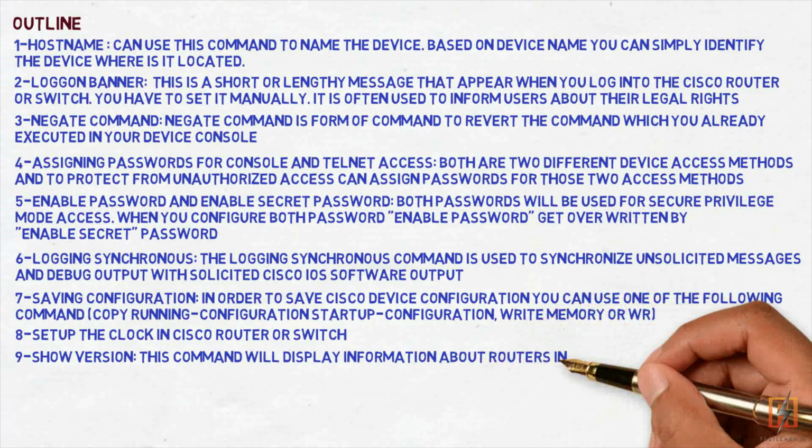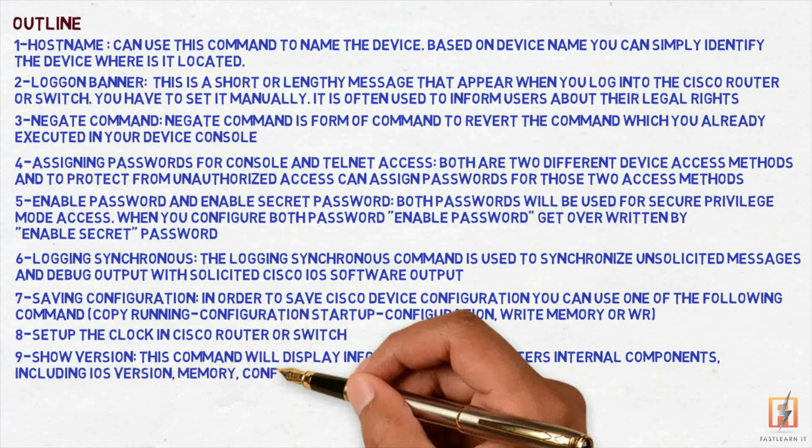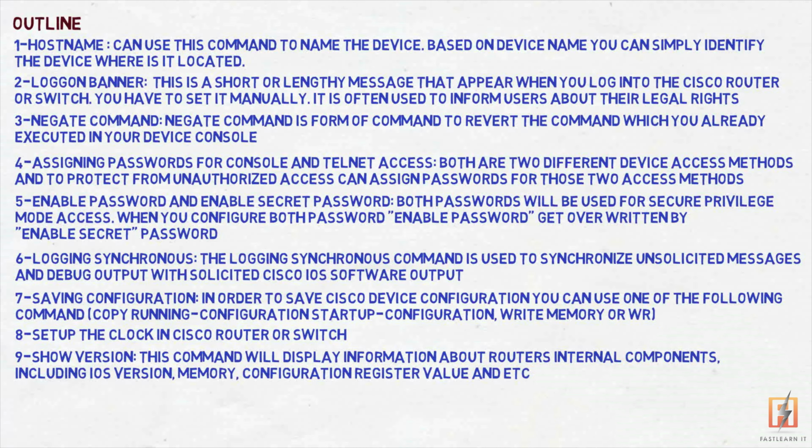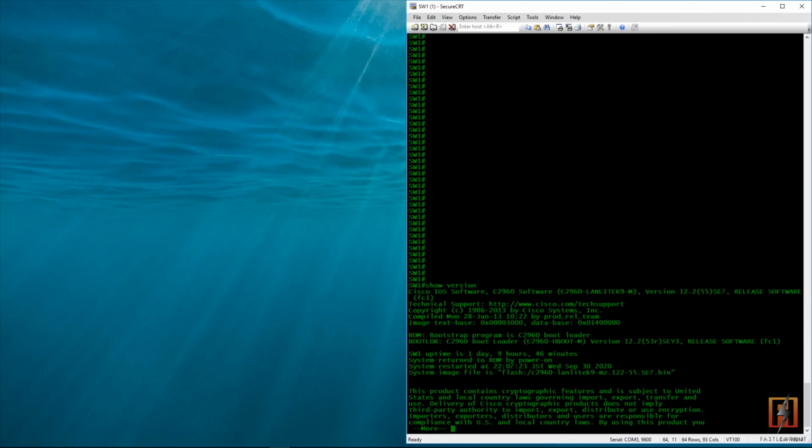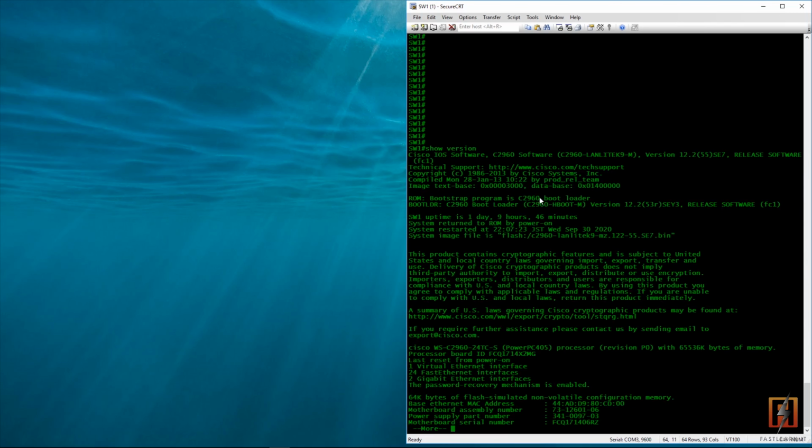The next, show version. This command will display information about the router's internal components including IOS version, memory, configuration register value, and so on. So through the show version command you can get such valuable information about the router or switch. Here you can get to know about the model number, right? So this is one of the 2960 switches. It is using IOS version 12.2, right?